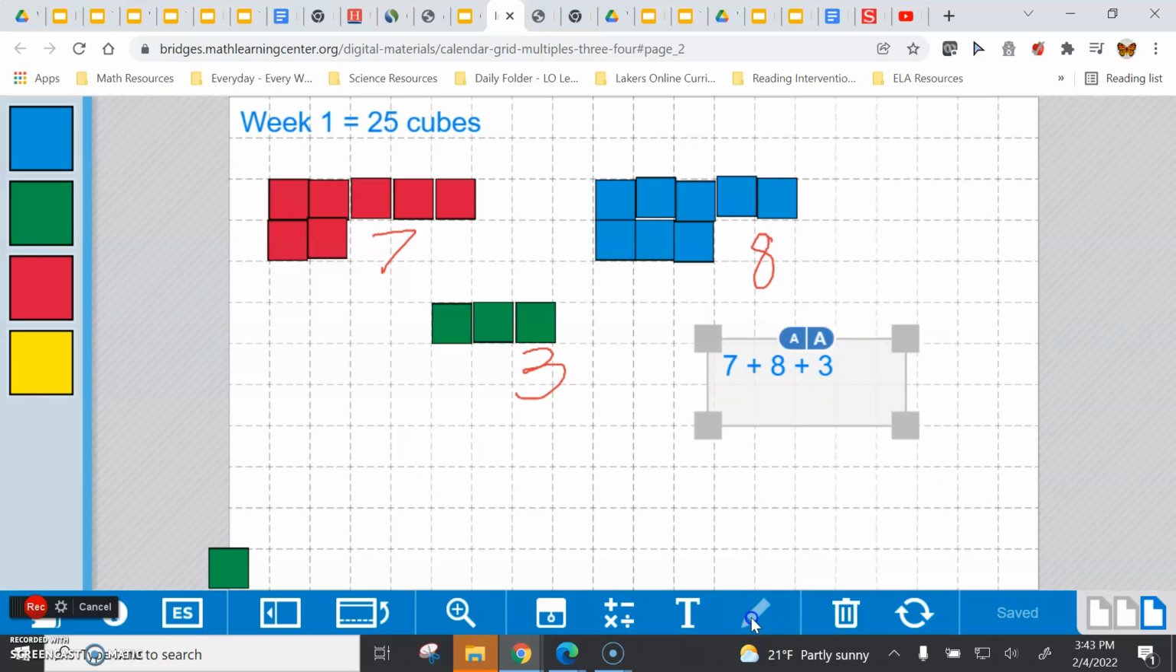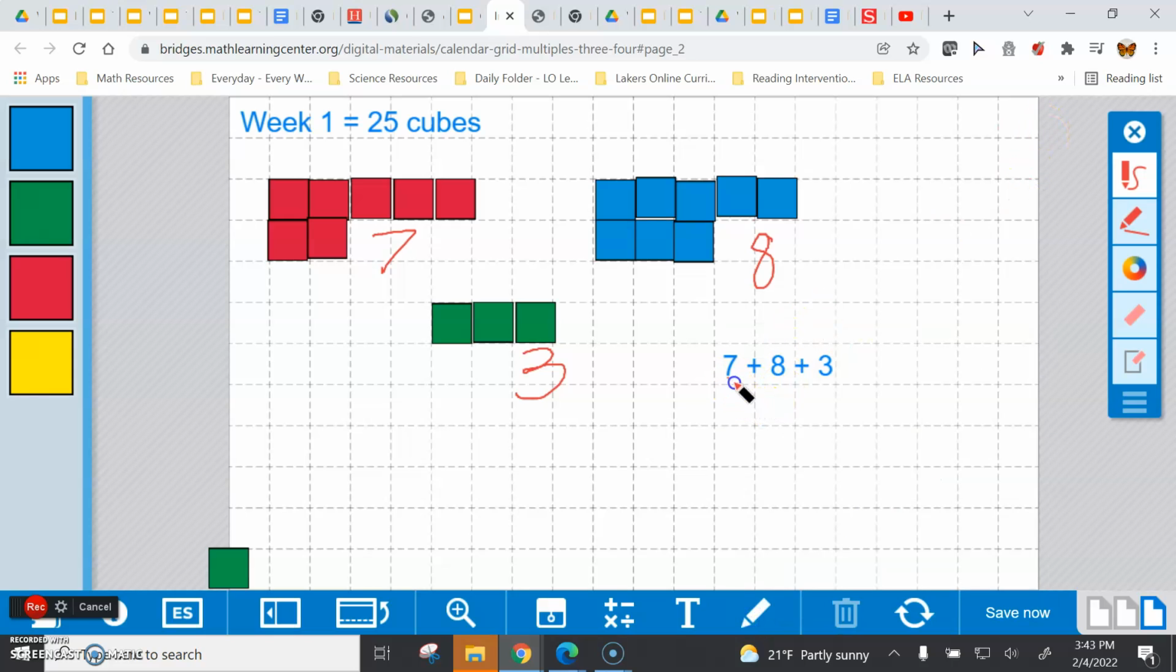If you said 7 and 3, you are correct. 7 plus 3 would equal 10. We'd have 10 by adding those two numbers plus the number 8. 10 plus 8 equals 18. So we'd have 18 all together here.